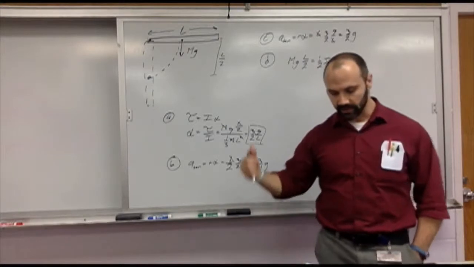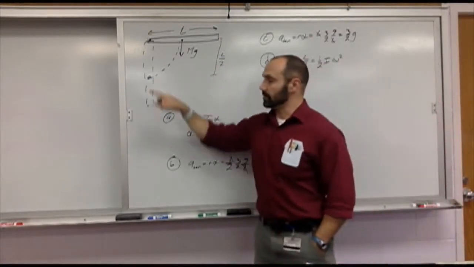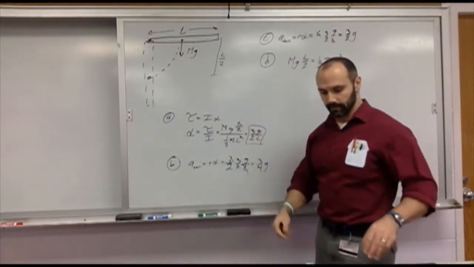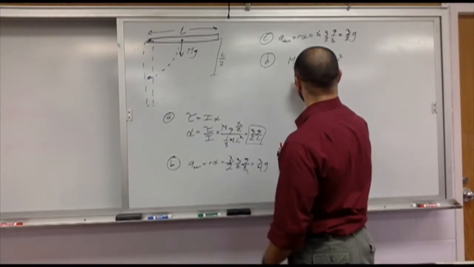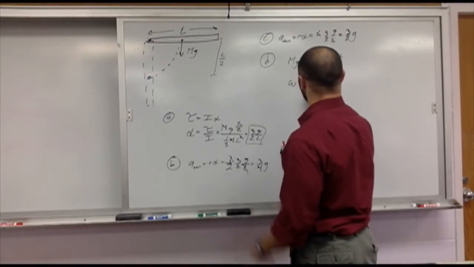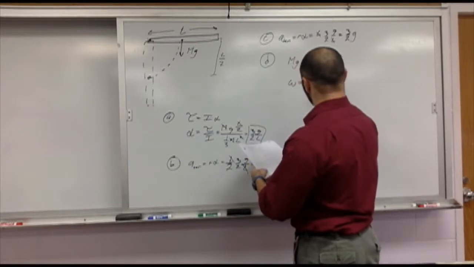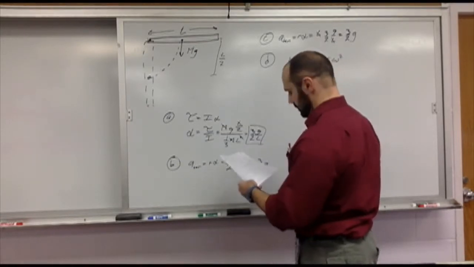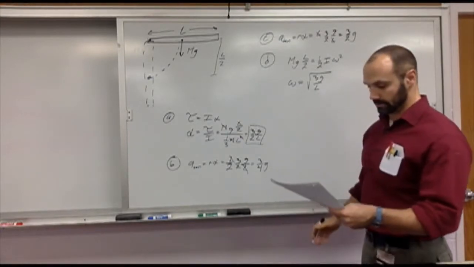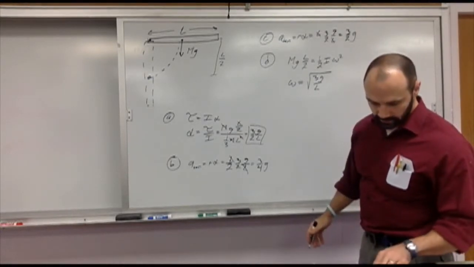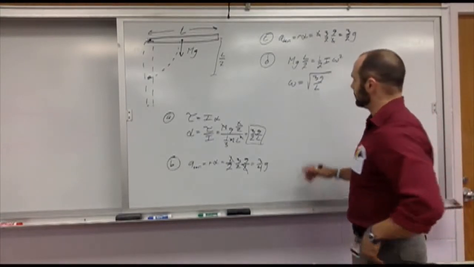Okay, and then I can find omega F, when it's at this point, by solving. When we do the solving, we end up with omega equal to the square root of 3g over L. That's D. E, then, is the linear velocity of the center of mass, and F is the linear velocity of the lowest point on the rod.